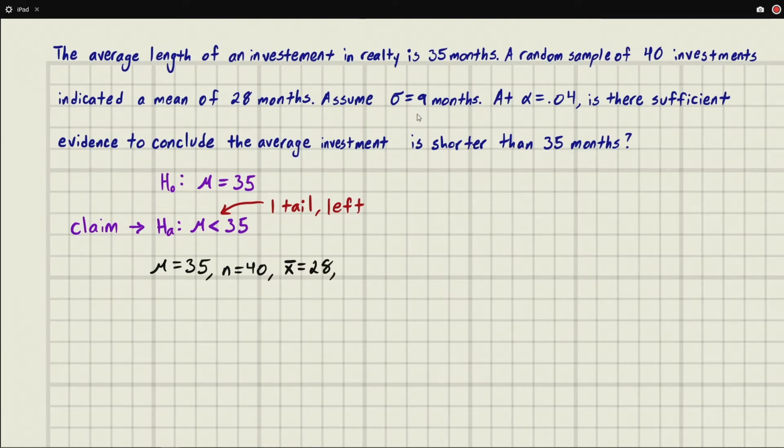After that, we assume sigma is 9 months. So sigma is 9 months. And we're given, this is a bit of a strange alpha, 0.04. It's not one of the standard ones, so that'll be interesting to do. And is there evidence to conclude the investment is shorter? Okay, so we got everything that we need.